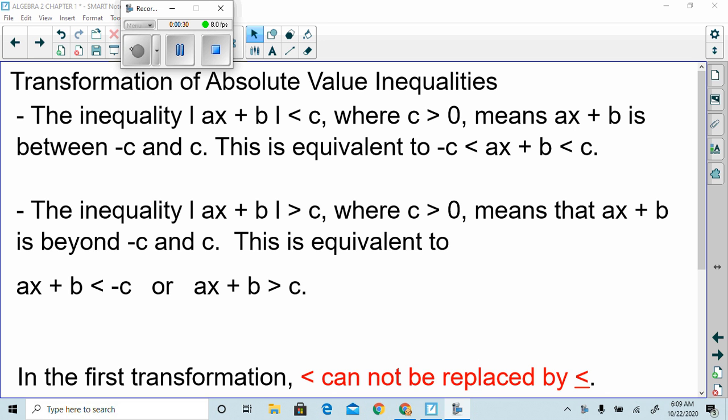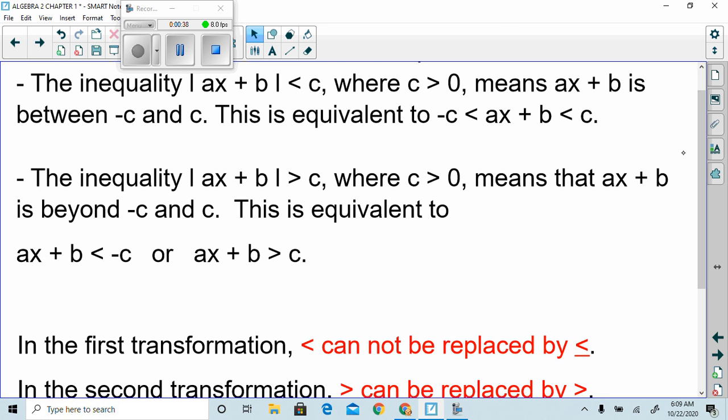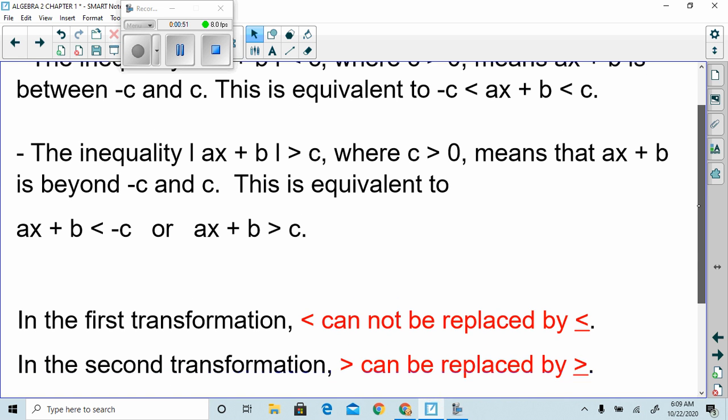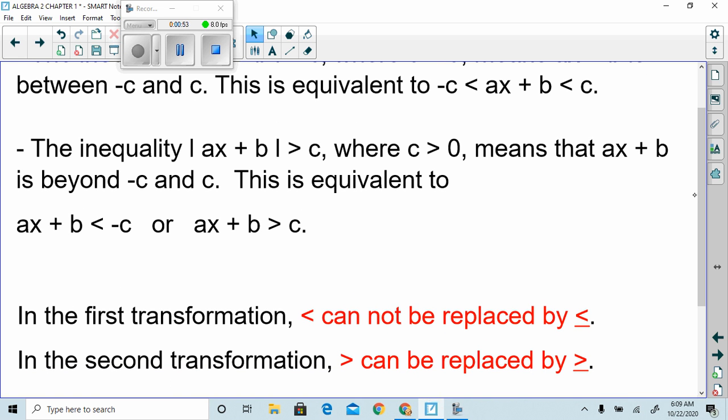In this first transformation here, I'm not going to go into the details of the general formula because sometimes that's a bit confusing, but I'll let you know that in this first type, the less than symbol cannot be replaced with a less than or equal to, but in the second, where it's greater than, it can be replaced. The examples are really what will help us to make sense of this, so let's go right on to the examples.